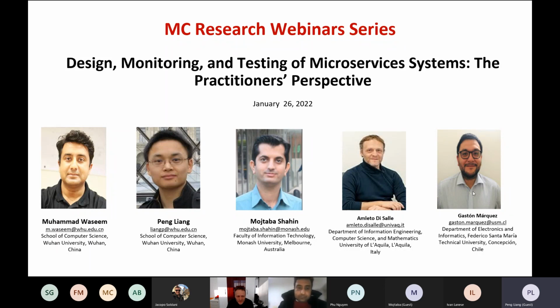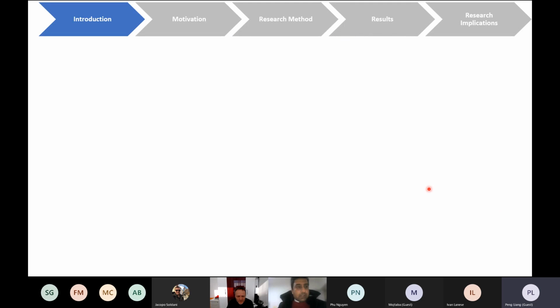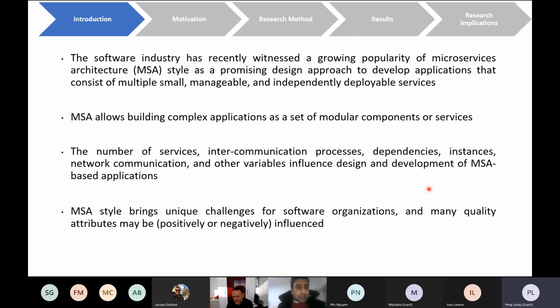So this is the outline of my presentation today. Because this is one of the long papers, we only present our research method, results, and research implications, and we can discuss some future research planning as well. First of all, I will introduce what microservices are, why they are important, and what kind of challenges we can face during the design, monitoring, and testing of microservices systems.